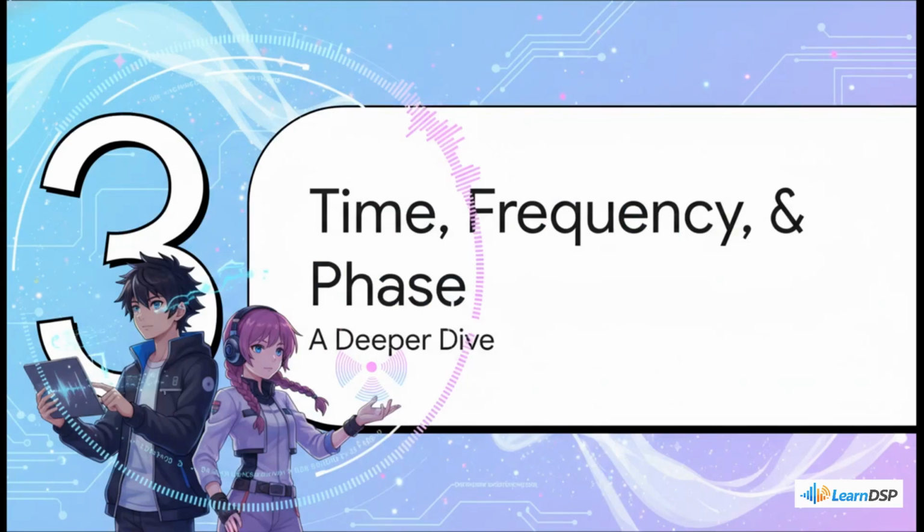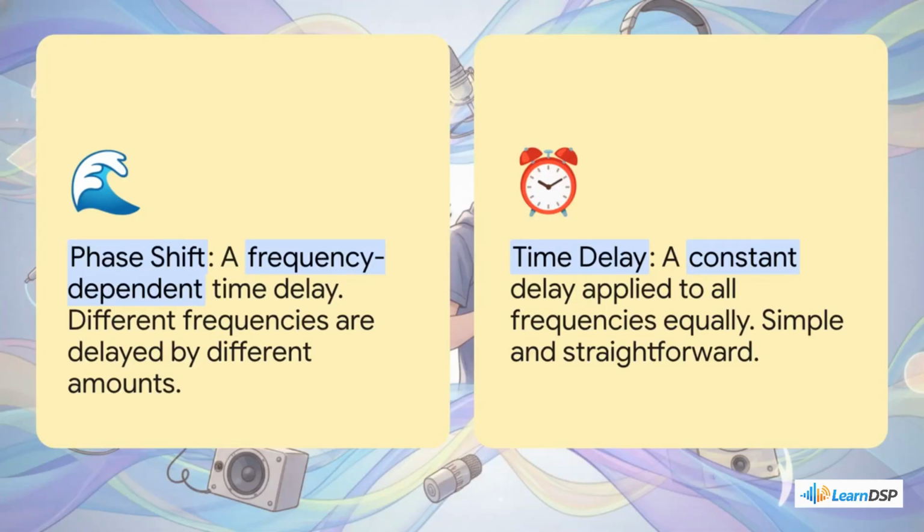Okay, but if phase is just timing, why does it get so complicated? Well, because of this one crucial detail. How that timing matters is completely dependent on the frequency. And this is a really, really critical distinction to get. Think about it. A simple time delay is easy. You delay the whole song by, say, 10 milliseconds. Every frequency gets pushed back by the exact same amount. Easy. But a phase shift, that's different.